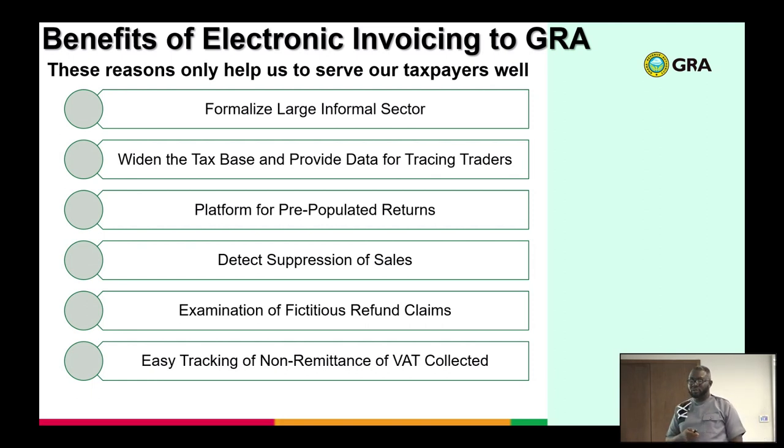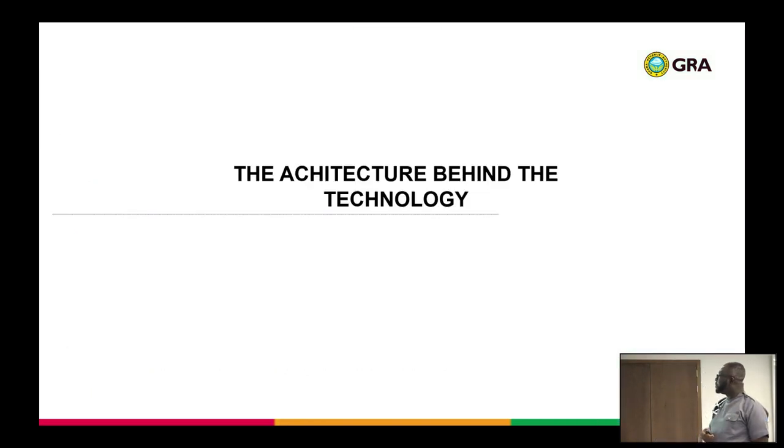Detect suppression of sales. This allows us to detect where a taxpayer is suppressing sales, because now GRA knows all the sales that you're making in real time or near real time. And then any fictitious claims that are made for refund can be identified as well. Easy tracking of non-remittance of VAT collected, again, will be brought to the fore.